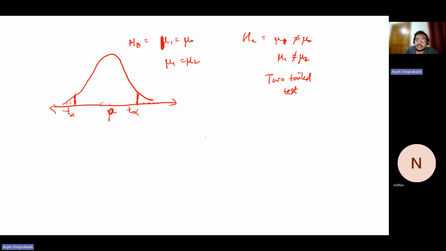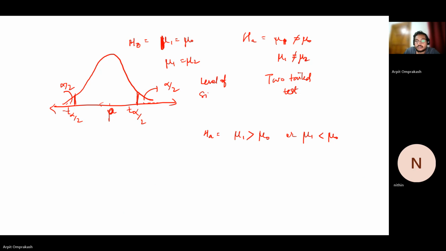However, if we are doing a one-tailed test, our alternate hypothesis is stricter. What we are saying is mu1 is greater than mu0, or mu1 is less than mu0. Right. So in a two-tailed test, this is alpha by 2, and the area here is alpha by 2. The area here is alpha by 2. But our level of significance is alpha. So the area here and here is alpha by 2, which is divided equally.